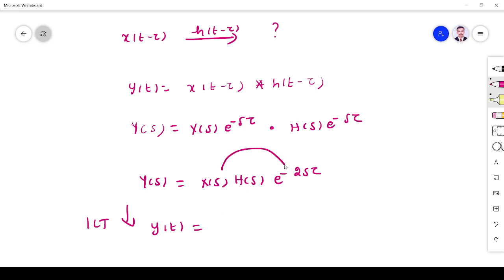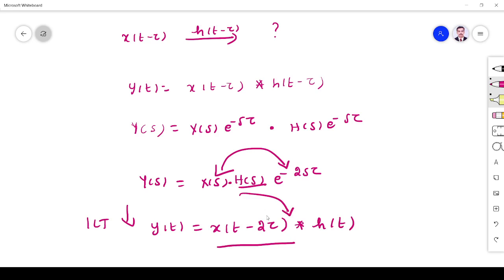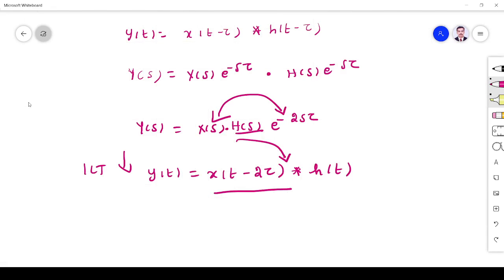Using the shifting property of Laplace transform, x of s e power minus 2s tau gives x of t minus 2 tau. H of s we can call the inverse Laplace h of t. Here it is a product, so it becomes convolution. So what is the input now? The input is x of t minus 2 tau. So the output will be equal to y of t minus 2 tau.